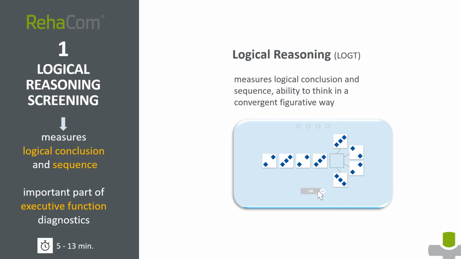The screening is designed to identify the ability for logical conclusions by completing a logical sequence. The client has to figure out relationships and patterns between objects. If a client scored below the average, then the corresponding training of the same name, logical reasoning, and/or the training module planification is recommended.